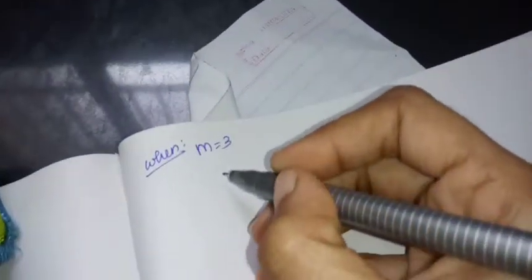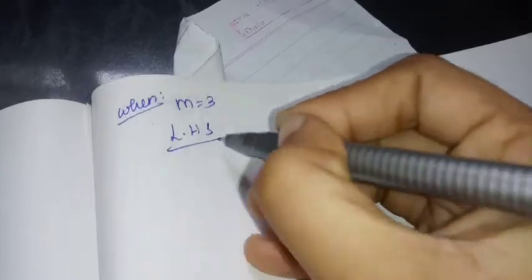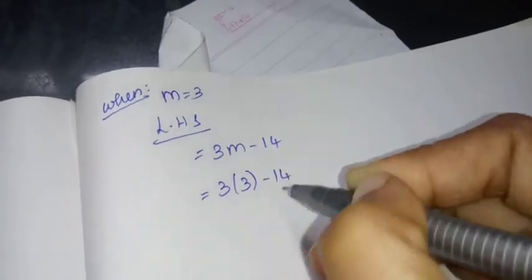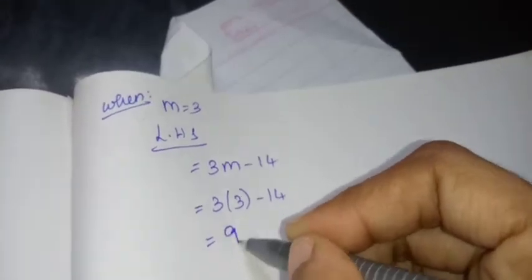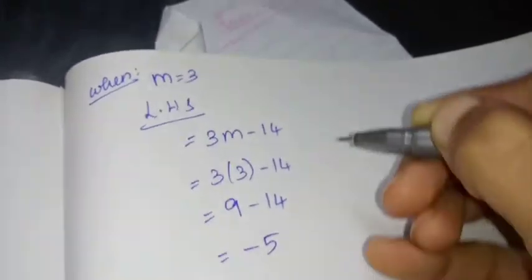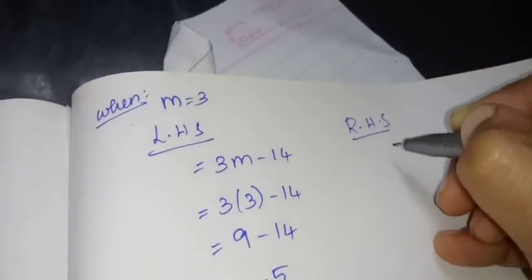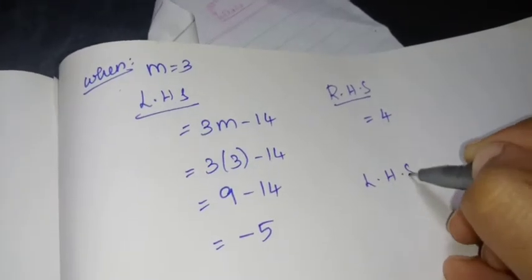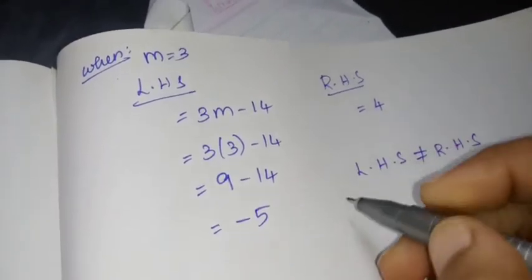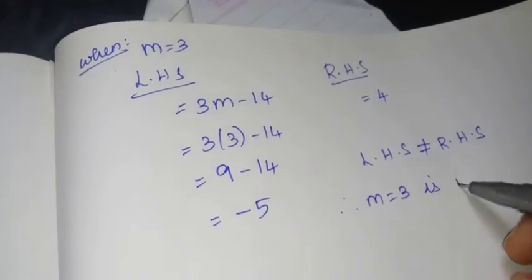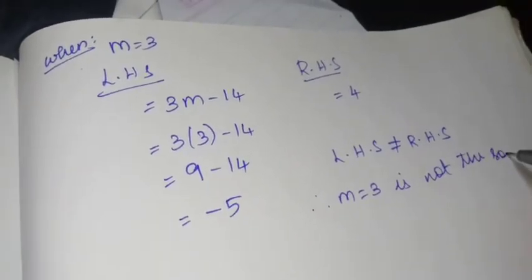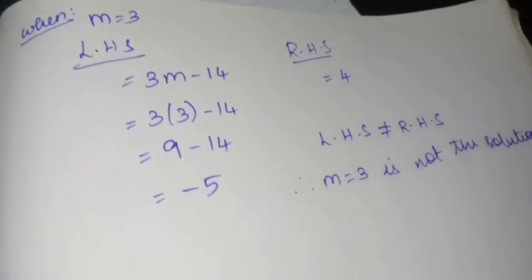Next, m is equal to 3. When m is equal to 3, what is your LHS? 3m minus 14. 3 into 3 minus 14. 3 3s are 9 minus 14. So answer is minus 5. RHS is 4. So LHS is not equal to RHS. Therefore, m is equal to 3 is not the solution. Did you understand? Why am I writing not the solution? Because LHS is not equal to RHS.